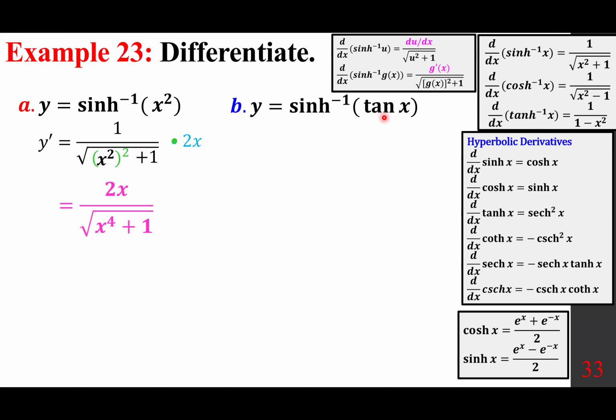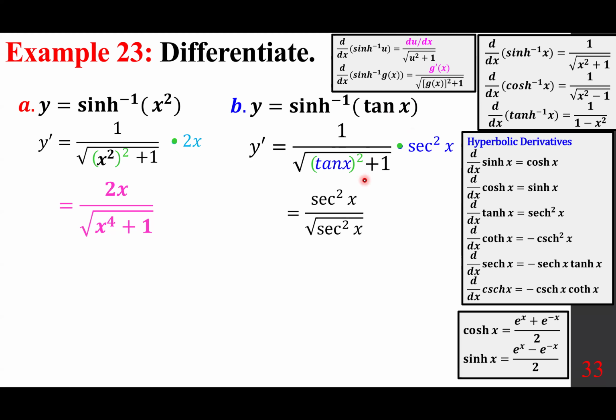Sinh inverse of tan x, you do exactly the same thing. You put this piece, something goes in here to the power of 2, and something goes here. What goes in here? Exactly what you have, the same function. This is g of x, so you put g of x, or tan x, here. What goes in here? G prime, the derivative of tan x, secant squared. So tan x goes here, secant squared goes here. Now, as you should know, tan squared plus 1 is secant squared. So this is the numerator, and the denominator is square root of secant squared.